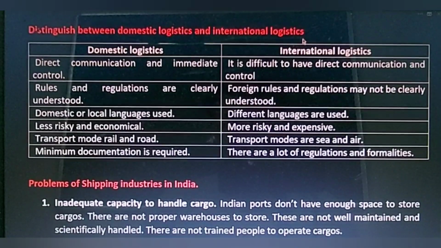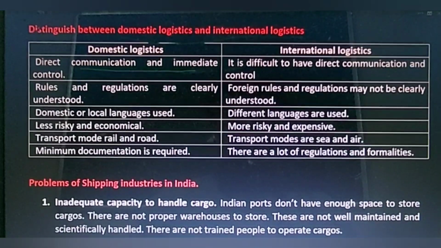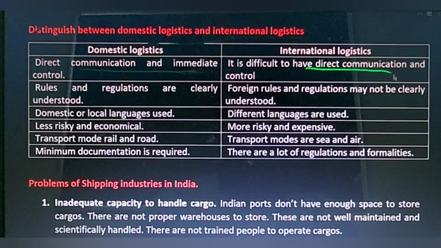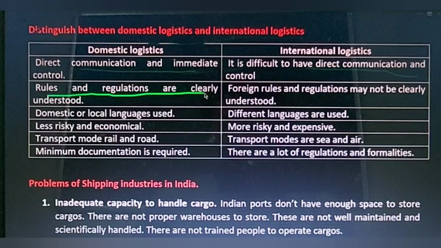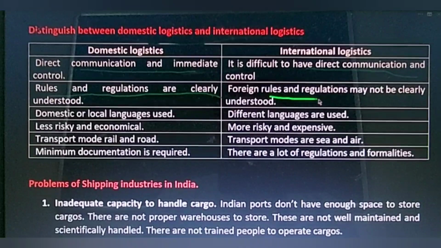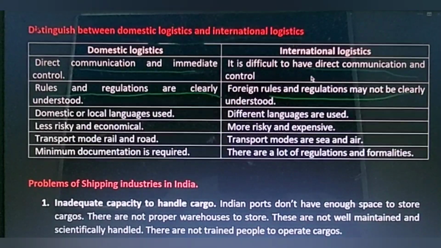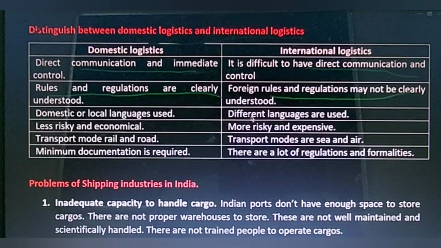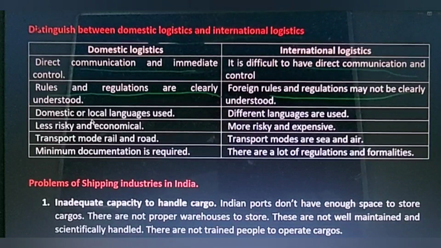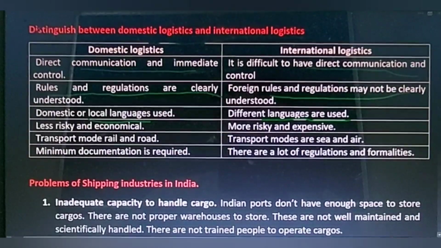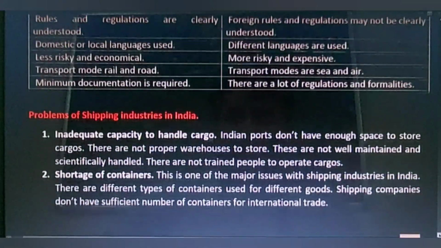As the name implies, the difference is quite simple. In domestic logistics, there is direct communication and immediate control, whereas in international, it is very difficult to have direct communication and control. And in domestic logistics, rules and regulations are clearly understood, whereas in international it is quite complex because different countries have different rules and regulations. And the third one is in domestic logistics the local languages are used, but here all international languages are used. So like this, you can write a lot of points, very simple difference.